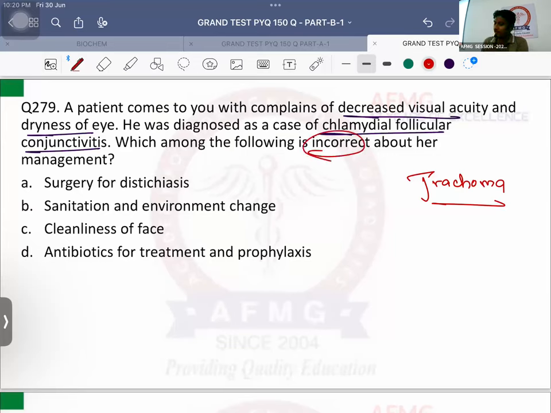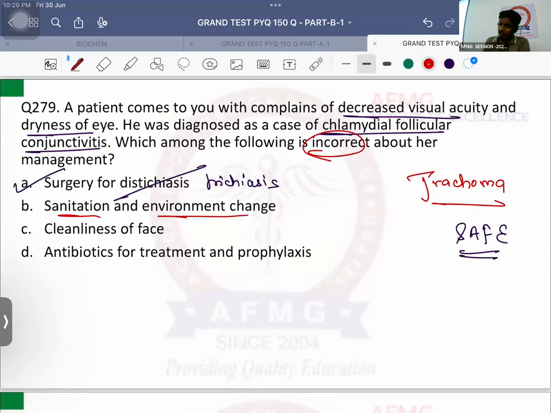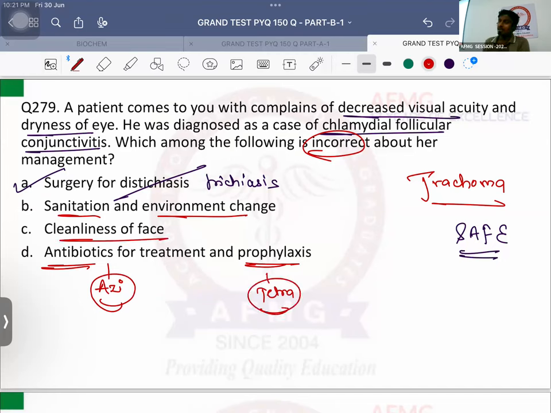What is the strategy used for trachoma? Say a strategy given by WHO. S stands for surgery, but surgery for trichiasis, that is misdirected cilia. Next, A stands for antibiotic. Drug of choice is azithromycin, and for prophylaxis, 1% tetracycline ointment. F stands for facial cleanliness, and E stands for environmental cleanliness or sanitation.